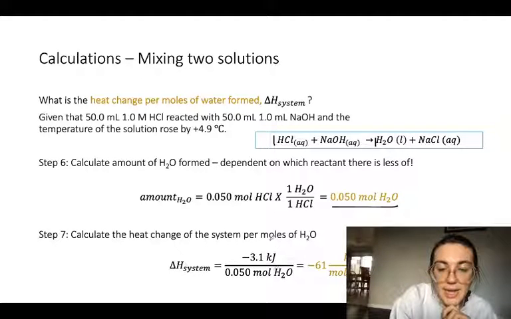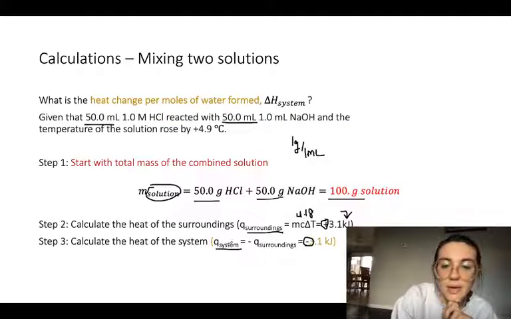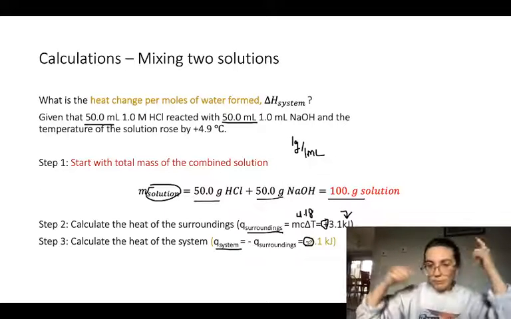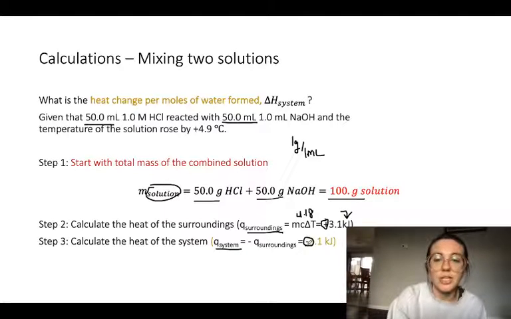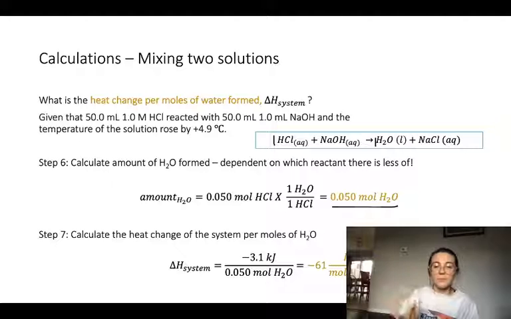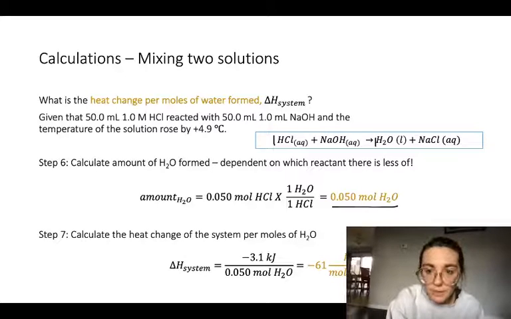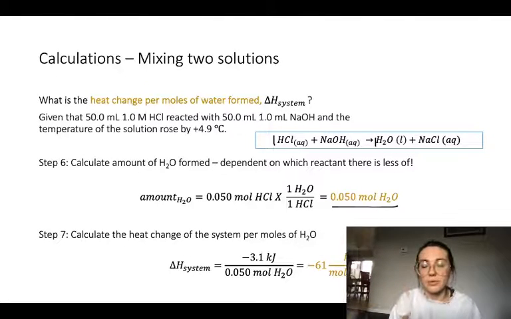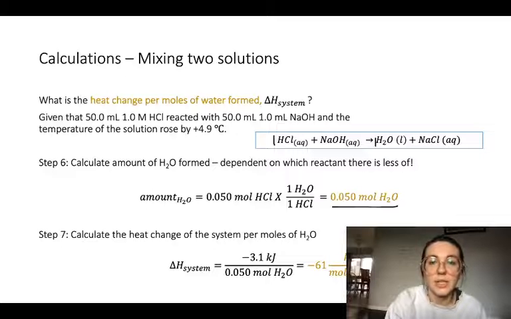I take my heat change of the system, right? If we go all the way back, our system, it's negative now because we are exothermic. Start boggling those around in our brain, making those connections. So I take that, I divide it by the moles, and I get the answer, negative 61 kilojoules per mole of water, okay? Because they're in equal amounts, sodium hydroxide and HCl.